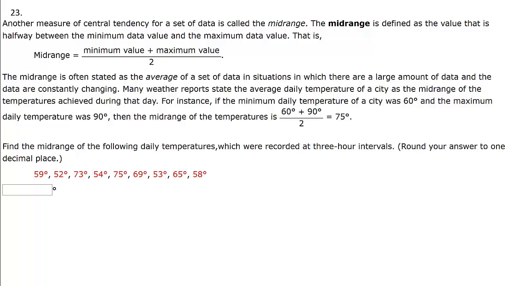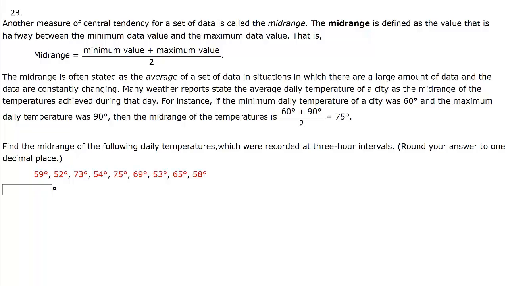Many weather reports state the average daily temperature of a city as the mid-range of the temperatures achieved during that day. For instance, if the minimum daily temperature of a city was 60 and the maximum daily temperature was 90, then the mid-range of the temperatures is 60 plus 90 divided by 2, which comes out to be 150 divided by 2, which is 75 degrees. So after having defined mid-range, doing it is actually very easy.